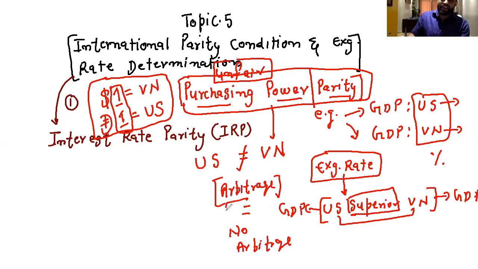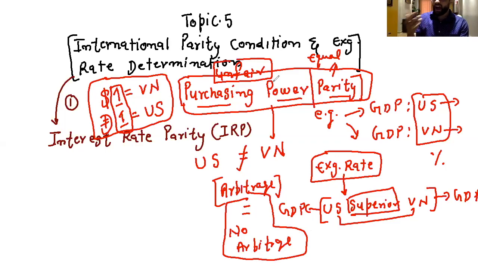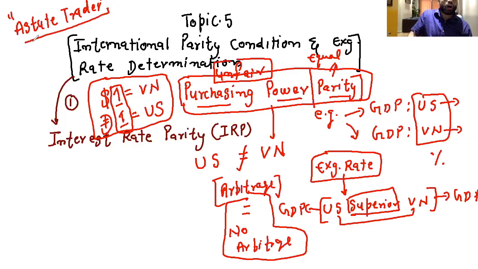If there is interest rate parity, parity means equal purchasing power. Remember, parity means equal, right? Equal purchasing power, so no difference. So if there is equal purchasing power, which means there is no arbitrage opportunity. But if purchasing power is different, we call it an astute trader. An astute trader is a person who always finds a way to make money by looking at arbitrage opportunities. We call them astute traders.